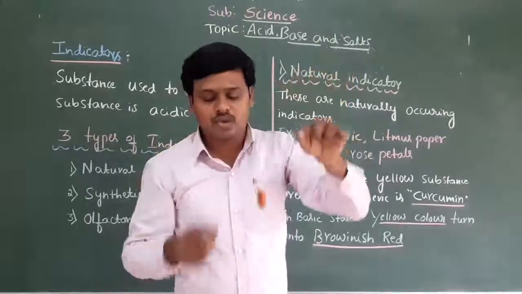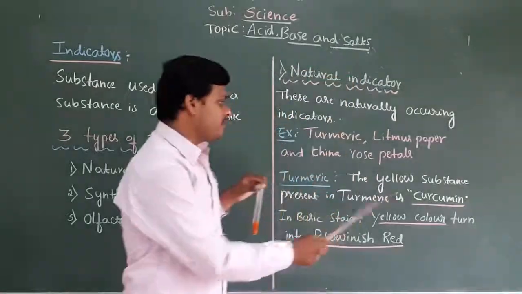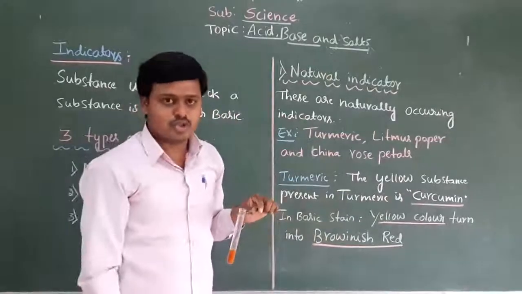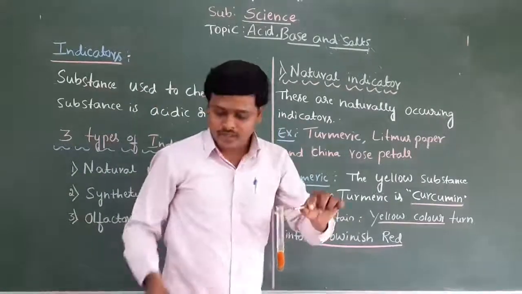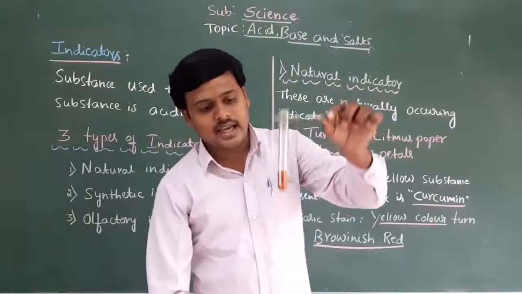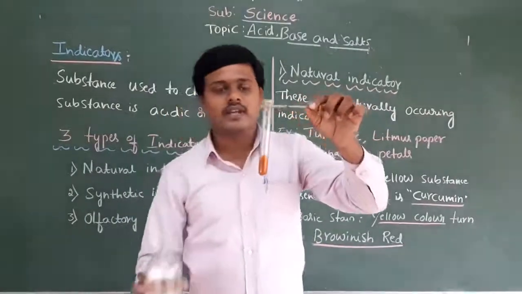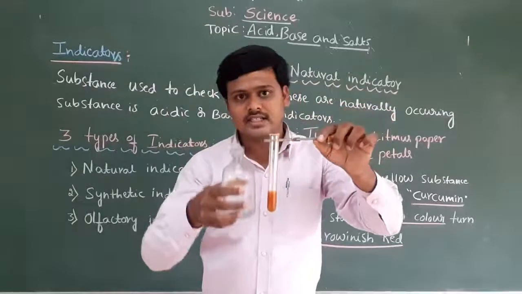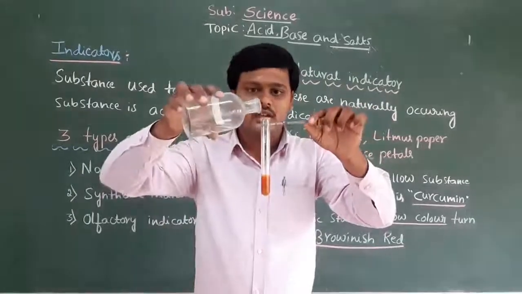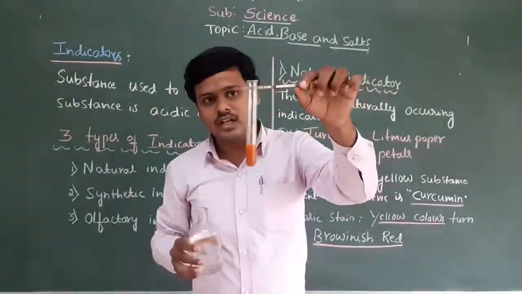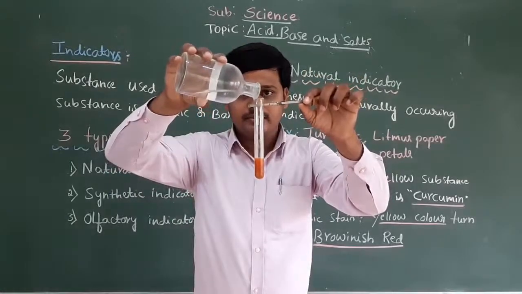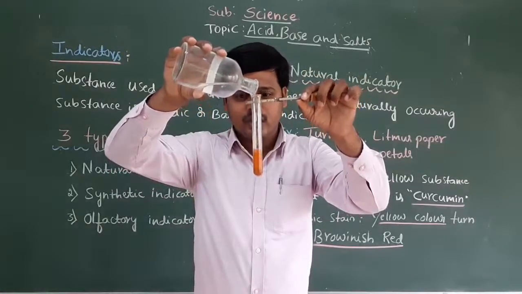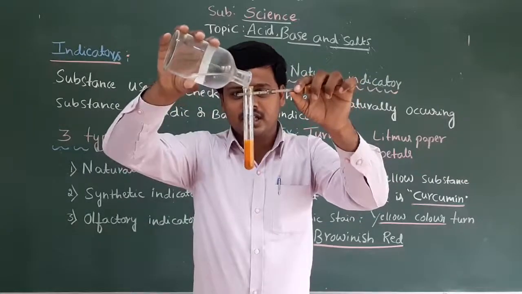What changes do you observe when we add an acidic medium or acidic substance to the turmeric powder? Just observe it. Again, when we add any acidic medium or acidic substance to the turmeric powder, this brown color will get back to the yellow color. Just observe it carefully. Have you observed the yellow color of the substance now?